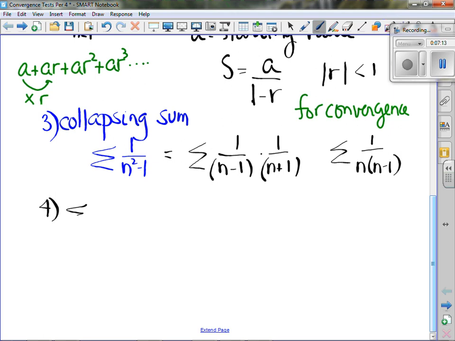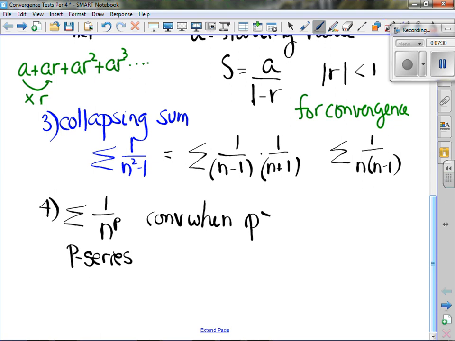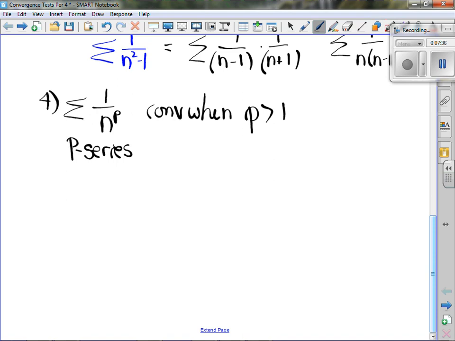Do you remember this one? 1 over n to the p? Oh, I love these. It's the p series. I know that one. When does this converge? Right there. Not equal to 1, but greater than 1. Unfortunately, they never give us the p series outright. It'll be like 1 over n squared minus 1.